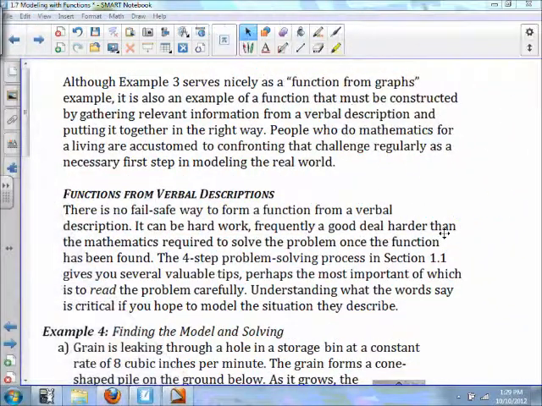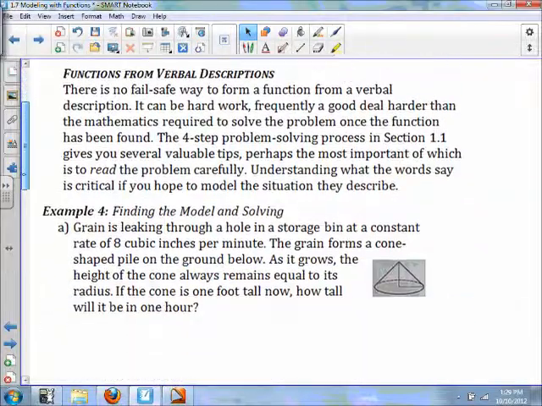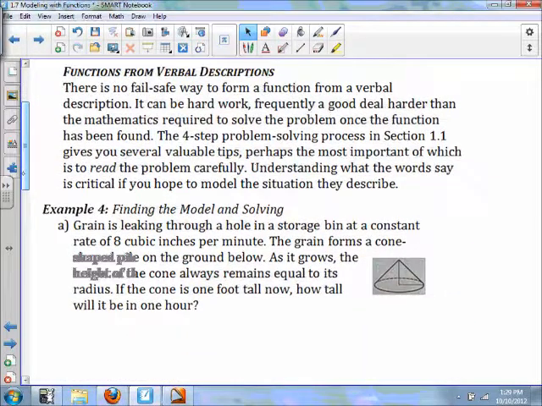Although example 3 serves nicely as a function from graphs, it is also an example of a function that must be constructed by gathering relevant information from verbal description and putting it together in the right way. People who do mathematics for a living are accustomed to confronting that challenge regularly as a necessary first step in modeling the real world.